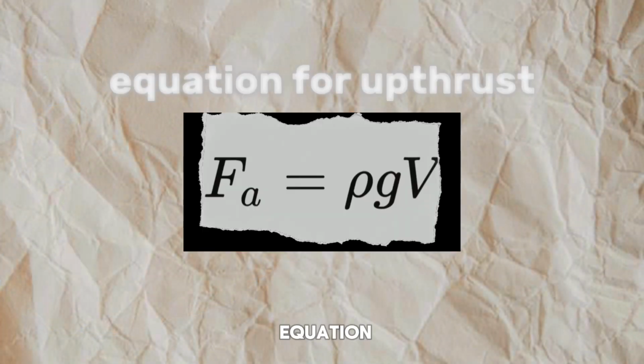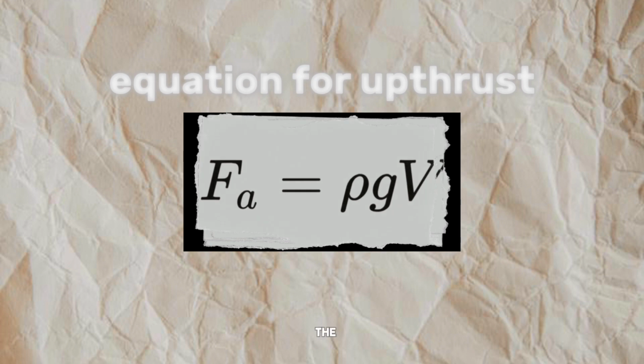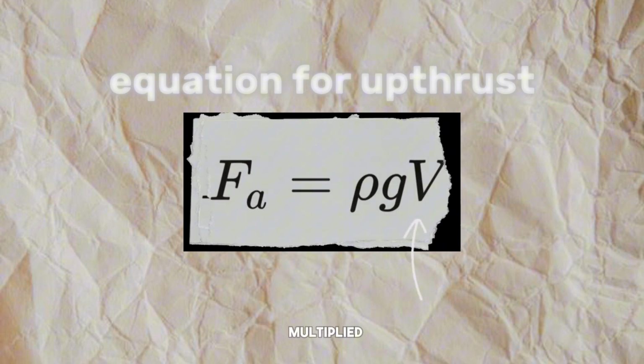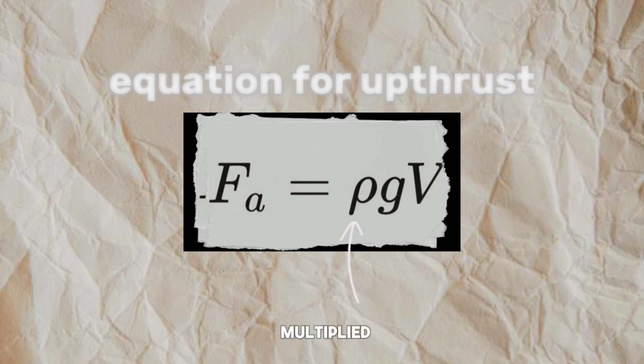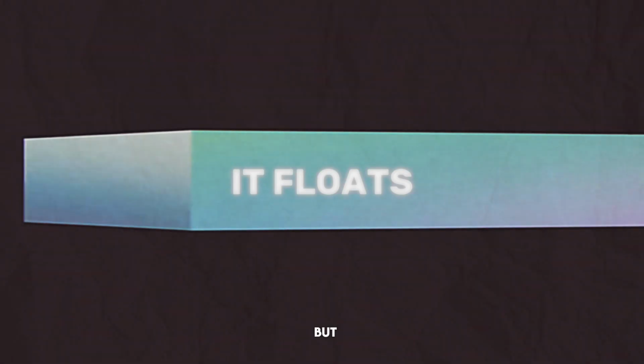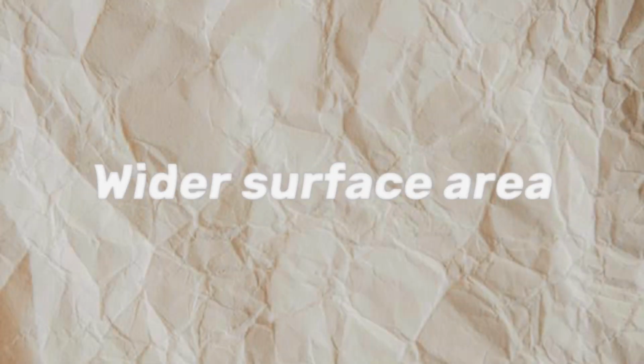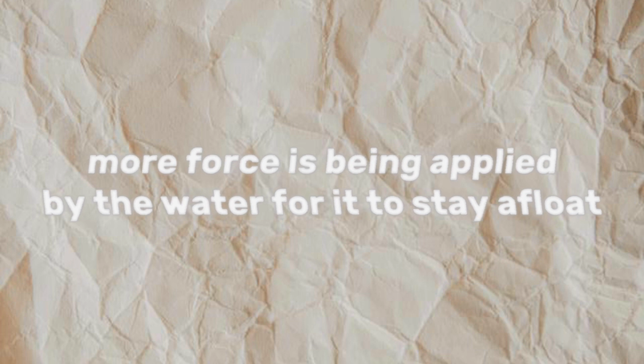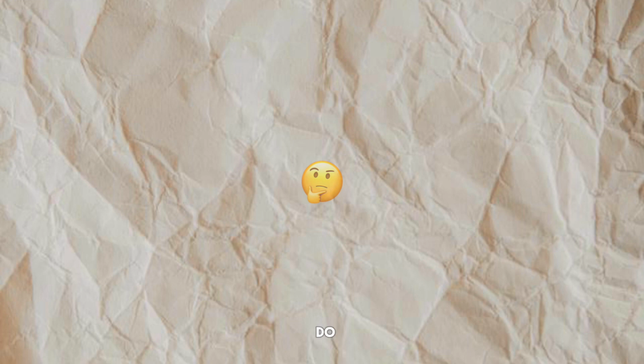Let's take a look at the equation for upthrust. It's the volume of liquid displaced multiplied by the density of the liquid displaced multiplied by the gravitational constant. Imagine you have a 1 by 1 by 1 meter cube of metal. This is going to sink, but what if we made it longer and flatter without changing the volume? Hooray, now it floats. But why? It's got a wider surface area, so more force is being applied to it by the water for it to stay afloat. But we can do better.